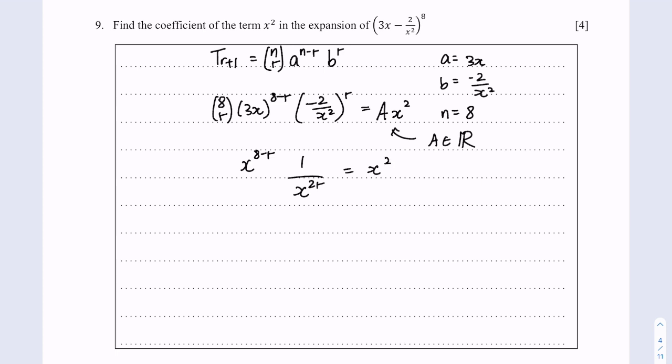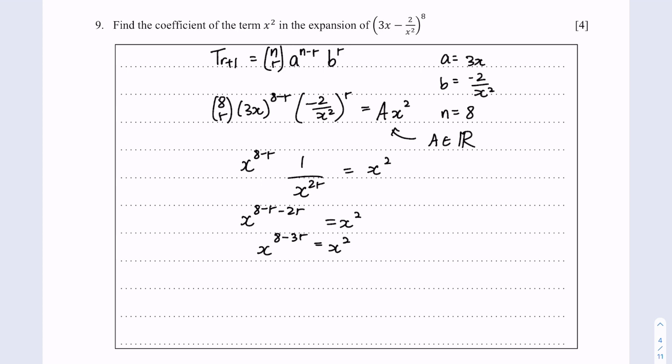Now I can use my exponent properties and simplify this somewhat. So on the left-hand side, I'm going to have x to the power of 8 minus r minus 2r. So when I divide powers of the same base, I subtract their exponents. This is going to be equal to x squared. Continuing to simplify the exponent, I get 8 minus 3r is equal to x squared.